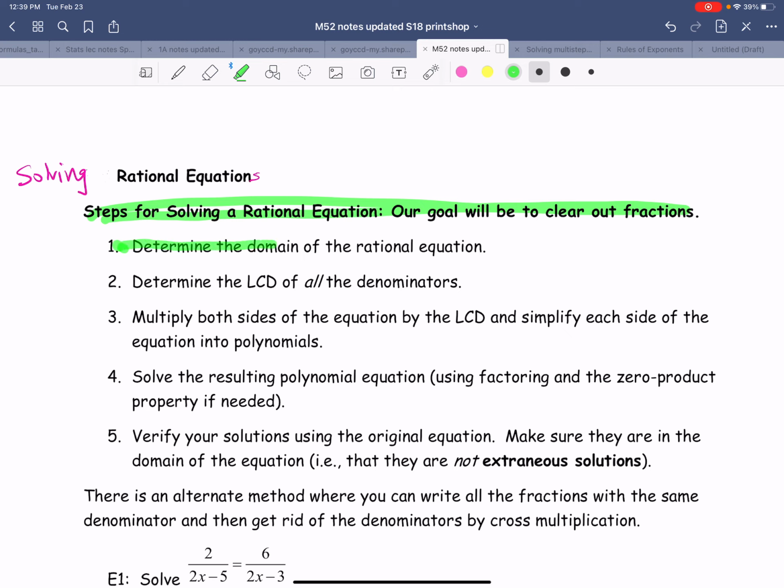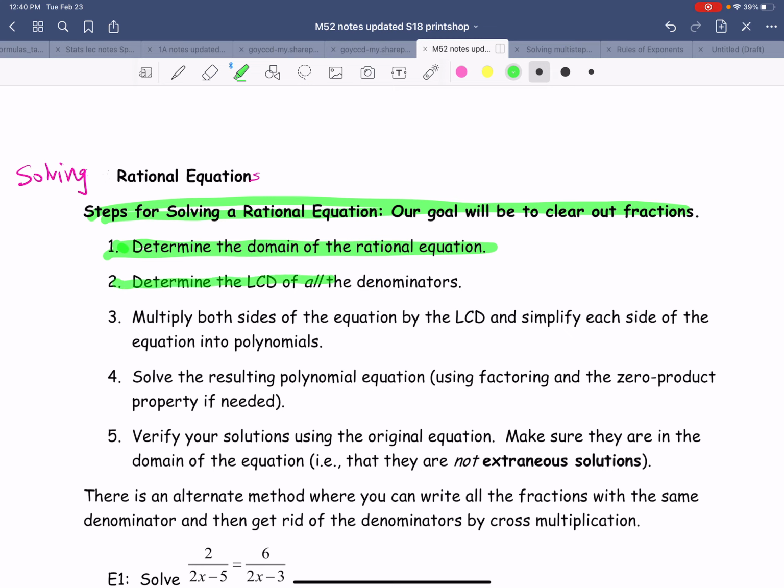Step number one is determine the domain of rational equations. That means all the numbers that do make the denominator 0 are not a part of the domain, excluding those numbers. You don't have to use them right now, but just keep them in the back of your head, or it's okay to write them on the side somewhere that these are unallowed numbers, these are restricted numbers, these are the numbers that are not okay, that are not a part of my domain. So determine what is in the domain and what's not in the domain.